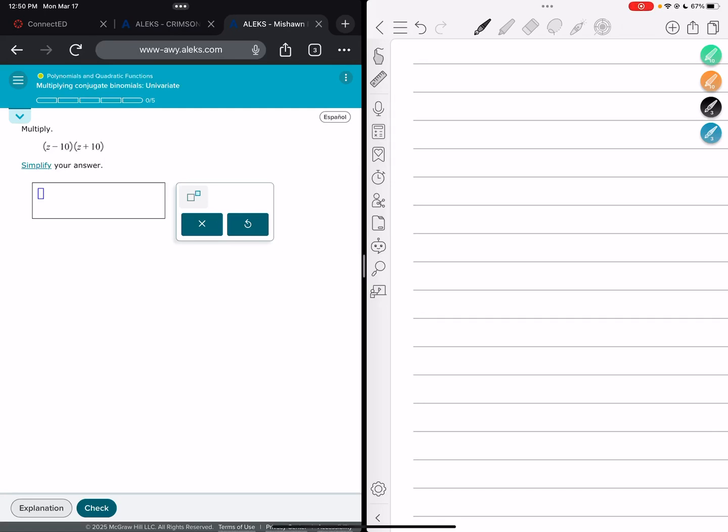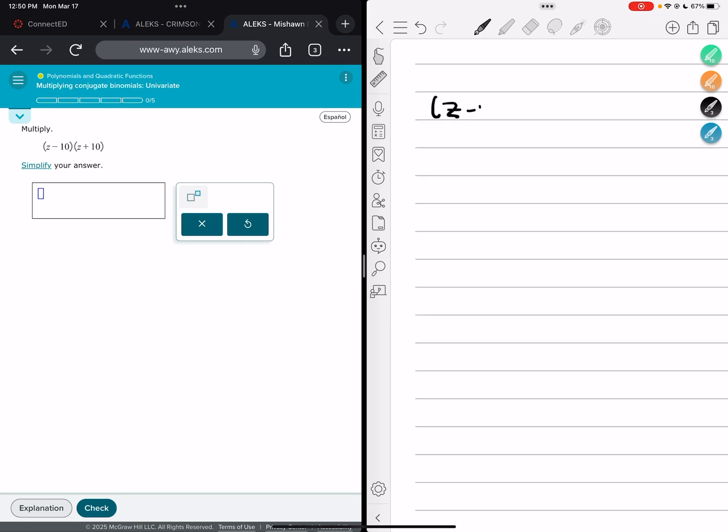All right, so we're going to multiply these binomials together, and we're going to notice a specific pattern when we keep doing these over and over again. So we have z minus 10 times z plus 10. If I look at this, we can see that they're almost the exact same, just one is subtracting and one is adding.